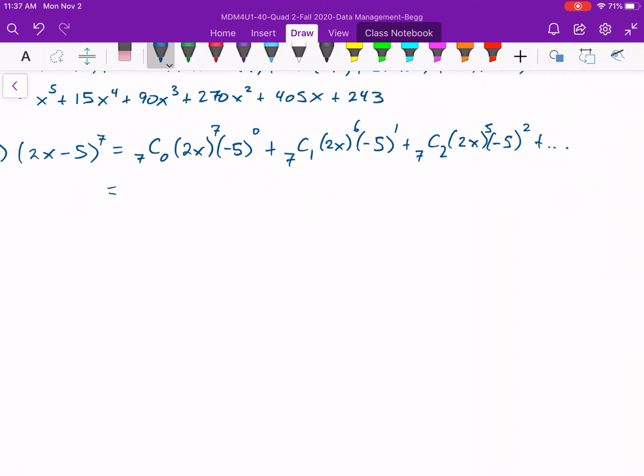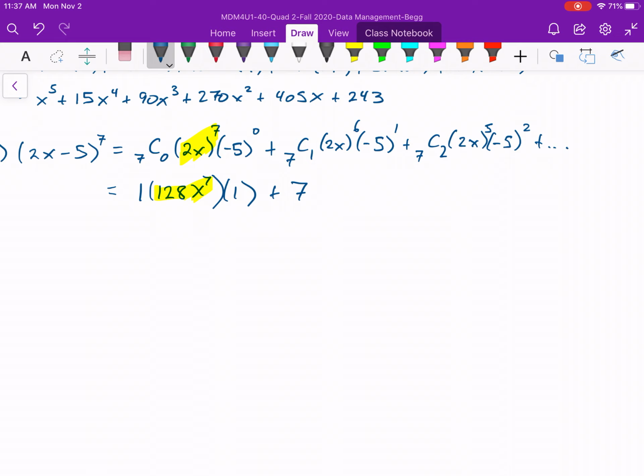How is that going to expand out? Well, 7 choose 0 is just 1, like anything choose 0 is 1. This part here, 2x to the 7, I need to put that 7 on the 2 and on the x. So 2 to the 7 is actually equal to 128. Don't forget to put that exponent on the coefficient inside the brackets. And then, of course, I'd also have the x to the 7 there. So that would expand into a big number there. Negative 5 to the 0 is still just positive 1. Anything to the exponent 0 is positive 1.